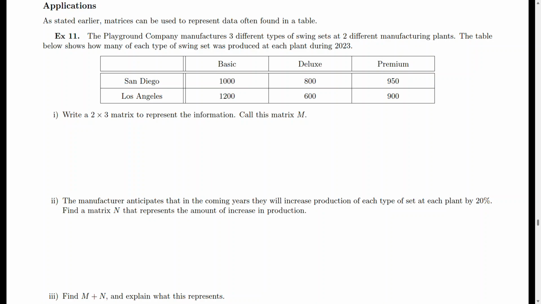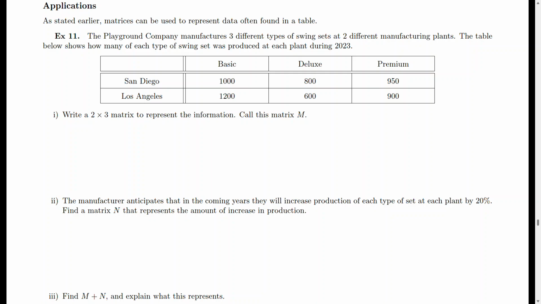In example 11, the playground company manufactures 3 types of swings at 2 different manufacturing plants, one in San Diego, one in Los Angeles. The table below shows how many of each type of swing set was produced at each plant during 2023. So how do I interpret this number, for example, the 1,000? This means that we produced 1,000 swing sets in San Diego in 2023. And we produced 1,200 basic sets in Los Angeles, and so on and so forth for deluxe and premium.